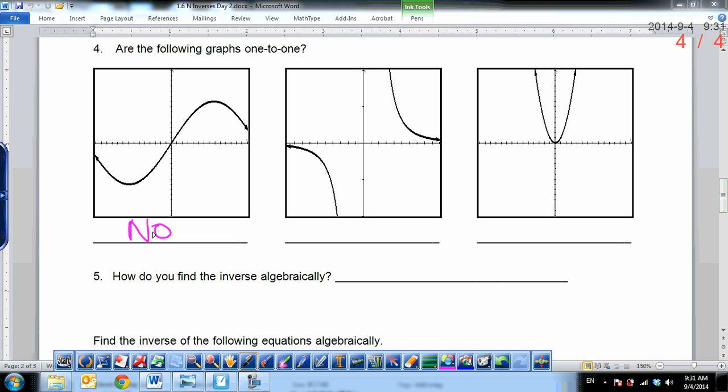Okay, what about the next one? One-to-one? Yes. Yeah, again, that's that weird asymptote thingy. That one's kind of hard to see. This is going to keep approaching 0 this way, and it's going to keep approaching 0 this way, so they're never going to cross.